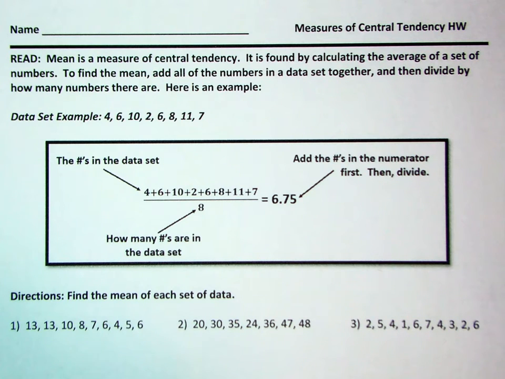The mean is the measure of central tendency. It's found by calculating the average of a set of numbers. To find the mean, add all of the numbers in the data set and then divide by how many numbers there are. Here is an example.